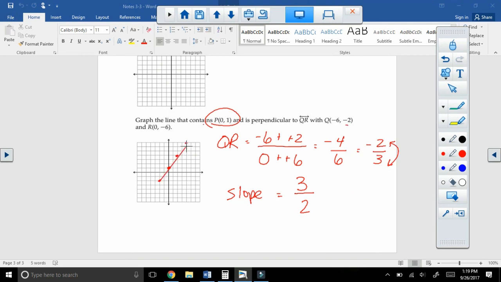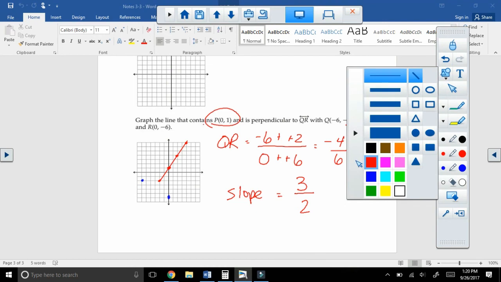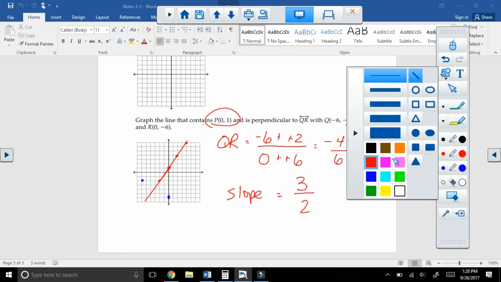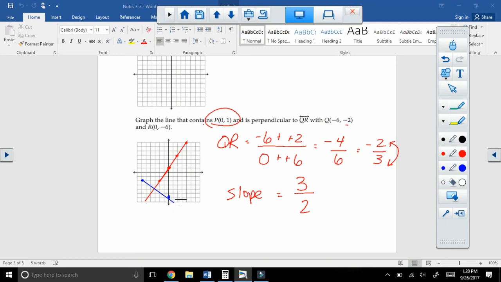What I would even do then is probably just graph this line, QR, just to make sure that my answer makes sense. So -6, 1, 2, 3, 4, 5, 6, -2, and then 0, -6. I guess I didn't make this first line go quite long enough. Just extend that down. So then what you can do is you can see that this other line is going to be perpendicular to it, and the red line is my answer there.